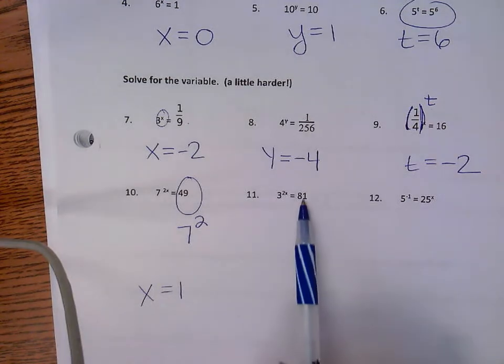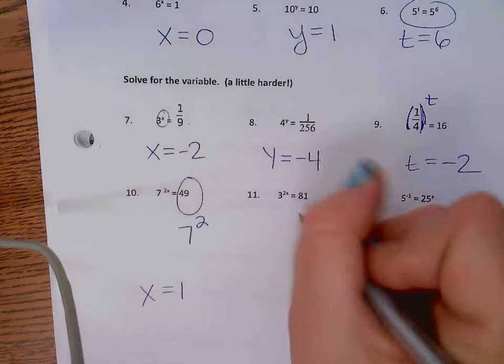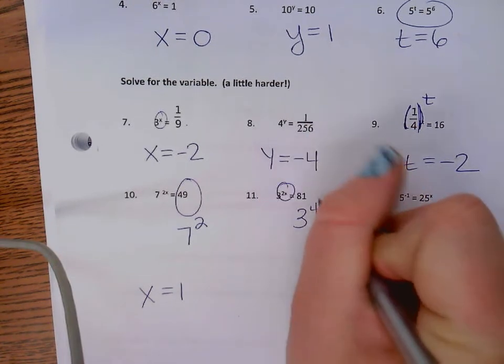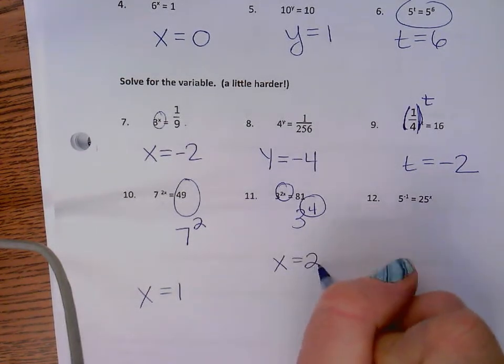3 to what power is 81? 3 times 3 is 9, times 3 is 27, times 3 is 81. So it must be 3 to the 4th. If I need 2x to equal 4, x would have to just be 2. Yep, so these are all power families. Those are the ones that you can solve right now without any extra kind of skill.